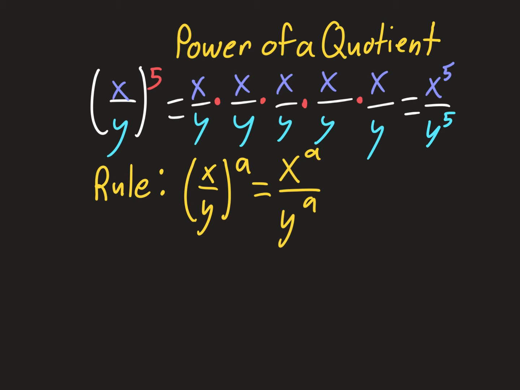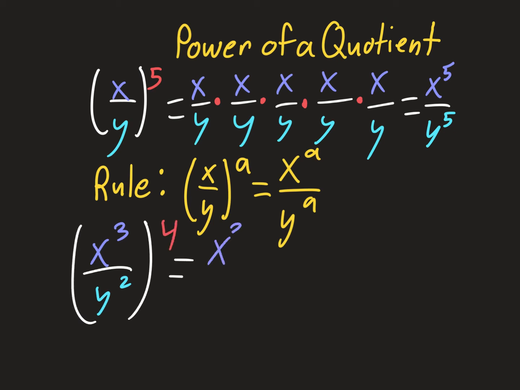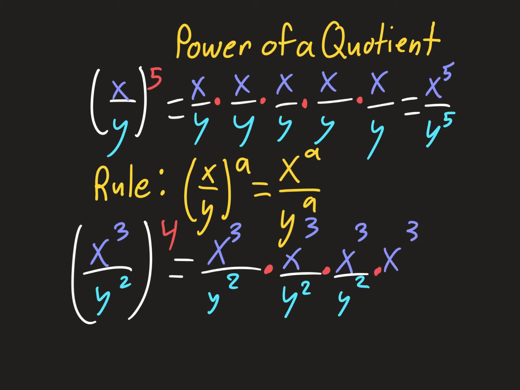Let's look at another example. x to the third divided by y to the second, all raised to the 4th power. Well, that means we have 4 of the quantity x to the third over y to the second multiplied together. When we multiply across and use our product rule, we get x to the third times x to the third times x to the third times x to the third, which is x to the 3 plus 3 plus 3 plus 3, or x to the 12th.